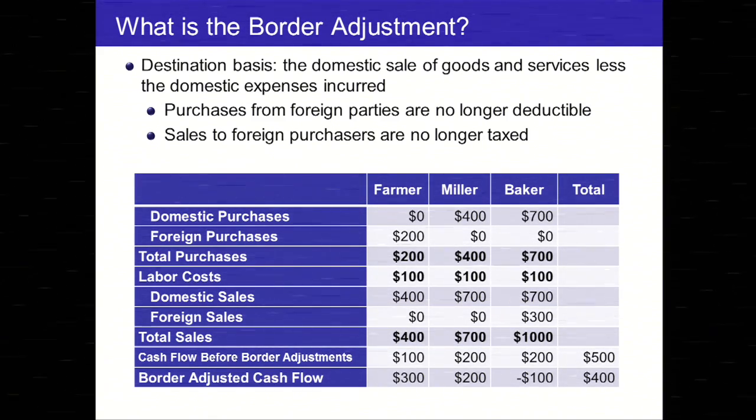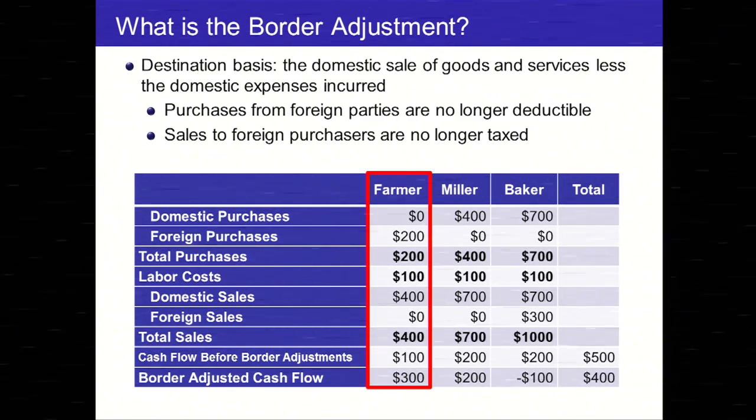So if you're importing pieces to your production process, you don't get to deduct those costs in a border adjusted cash flow tax. And then sales to foreign purchasers are no longer taxed. So if you bake a loaf of bread and you sell it in Canada, you don't get to deduct the cost of tax. And why am I talking about baking? Because I have an example here, just to get everybody on the same page about what's going on.